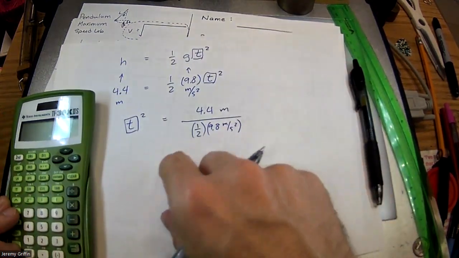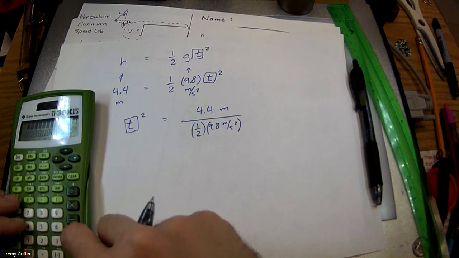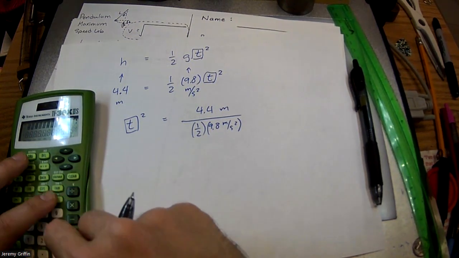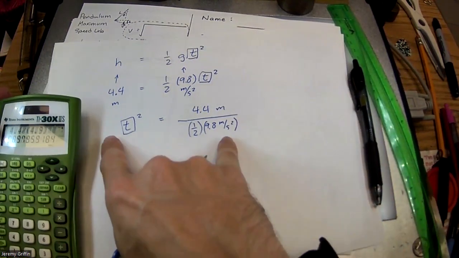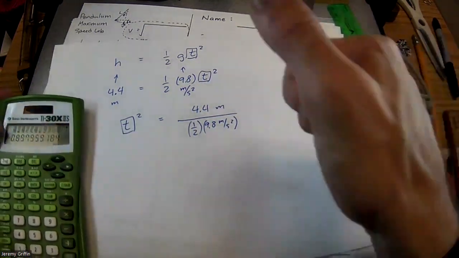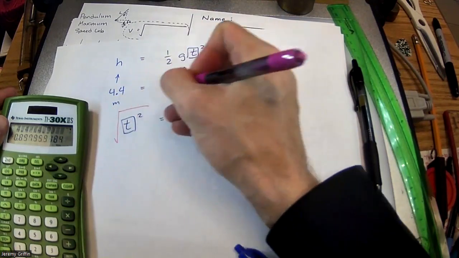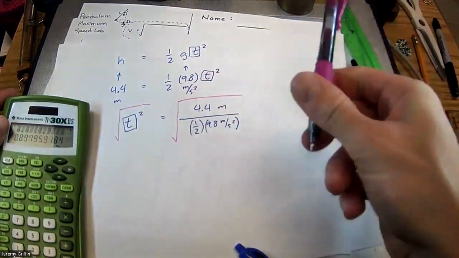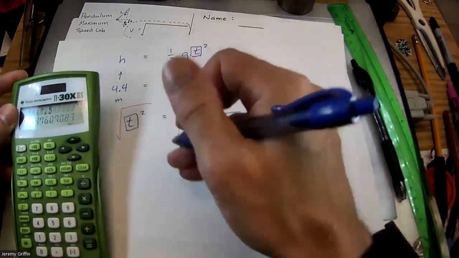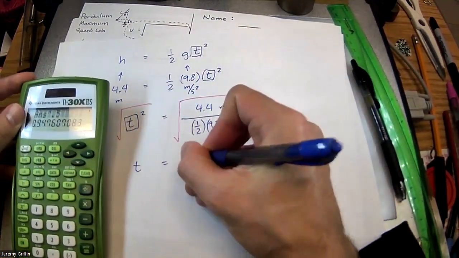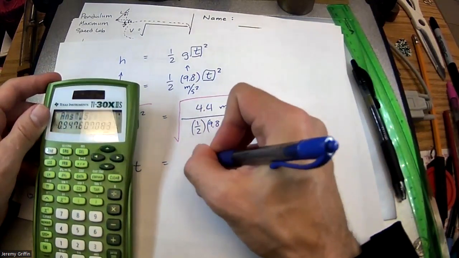All right, so let's see what that is. That's 4.4 divided by half of 9.8. It's like 0.89, something. Then I have to take the square root. So t is equal to the square root of that number. So square root. I'm getting a time of fall of, oh hey, look, it is a little bit less than 1 second.